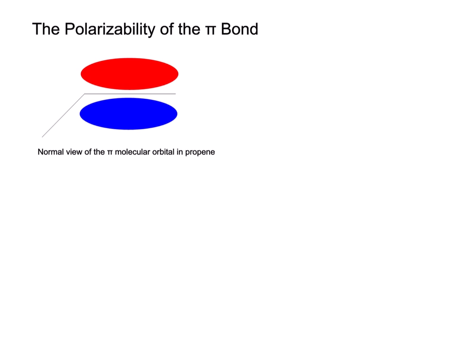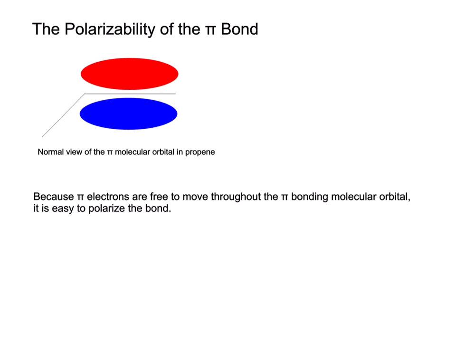This shows the normal view of the pi molecular orbital in propene. Because the pi electrons are free to move throughout the pi bonding molecular orbital, it is easy to polarize the bond.